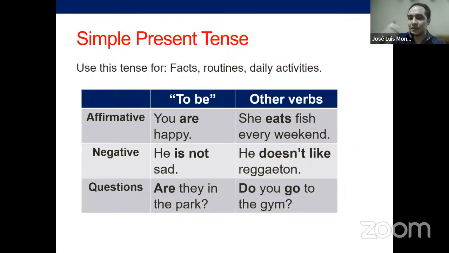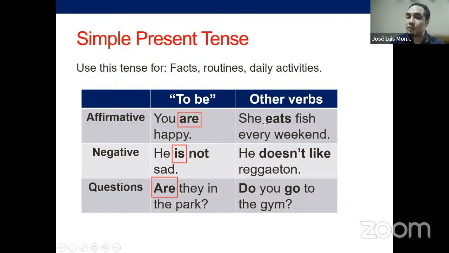You are happy. He is not sad. Are they in the park? Right? Those 3 sentences and the question over there, they are in the simple present tense with be. Okay, you don't use another verb. Also here, you don't use auxiliaries. If it's negative, you say is not, right? Affirmative, he is sad. Negative, he is not sad. And interrogative form, is he sad, right? So if you have the verb to be, you don't use auxiliaries, and you don't use other verbs, only the verb to be, okay?